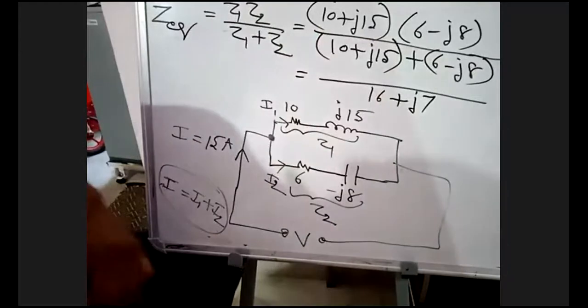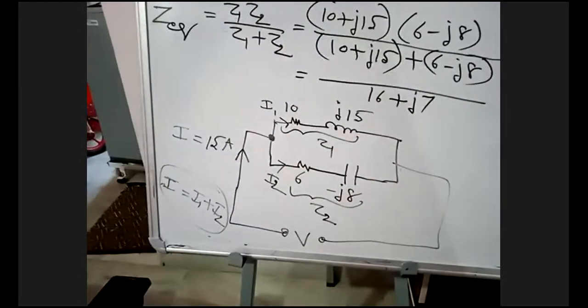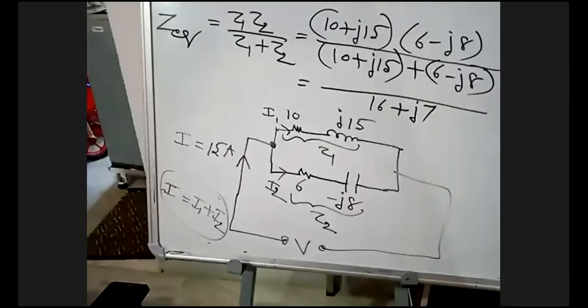Keep your calculator in complex mode. I think you know how to keep the calculator in complex mode. Do you know? But where is J in the calculator? No, directly keep it; J is nothing but I in your calculator.